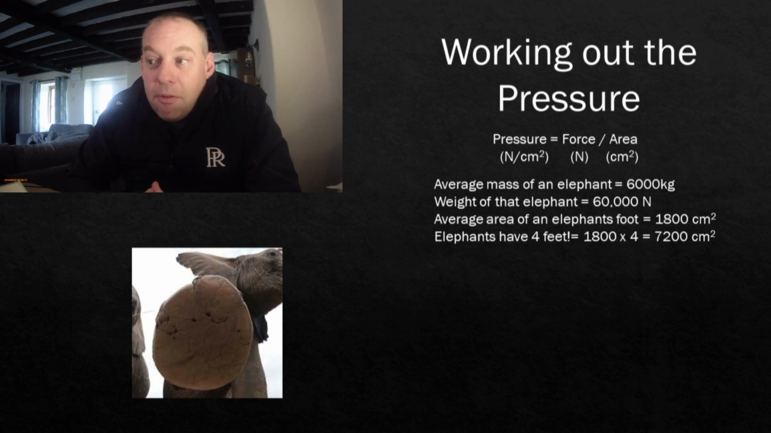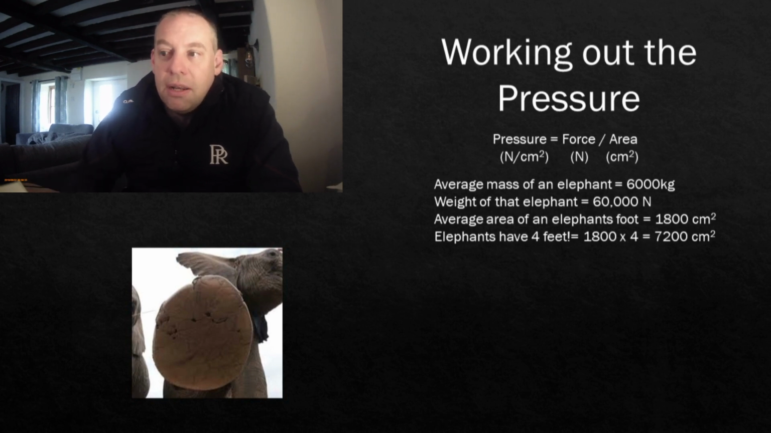Now, of course, elephants have 4 feet. So we need to times that by 4, and the overall area of the elephant's feet is 7,200 centimetres squared. So there's the second part of my equation. I've got the first part, the 60,000 newtons, and I've got my second part, which is the 7,200 centimetres squared.